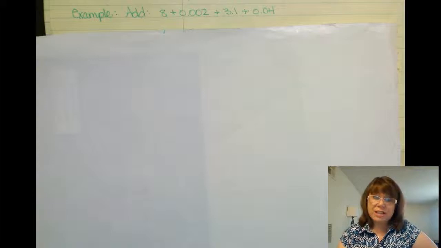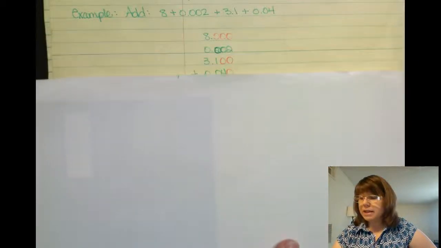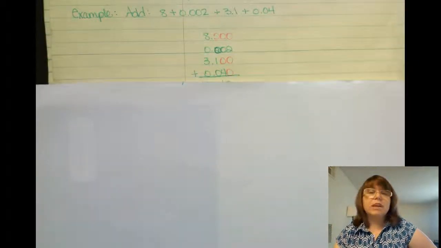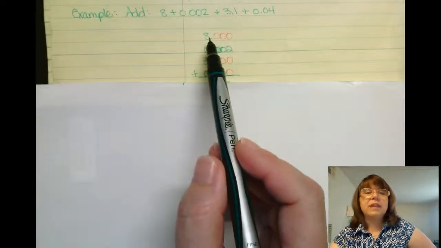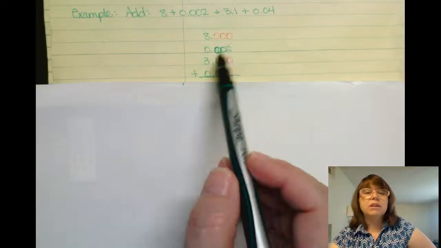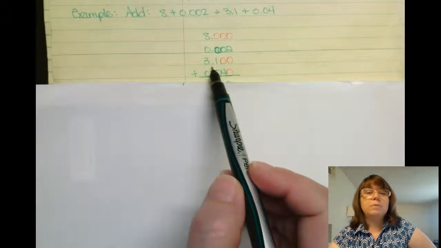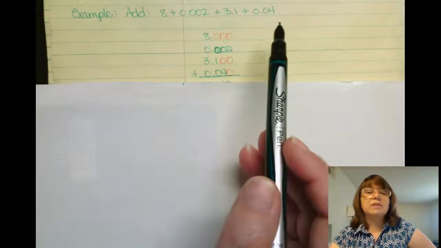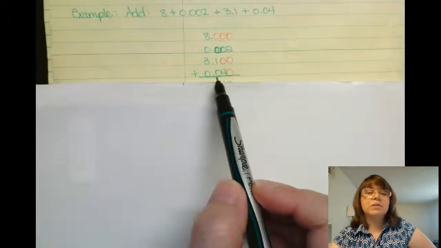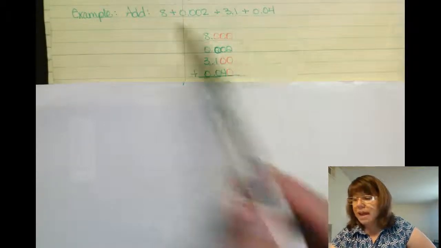This time addition. And it looks like our decimals aren't going to align. So what I'm going to do is use my placeholders. And a whole number 8 is just going to be 8.000. I still have 0.002. 3.1 becomes 3.100. And the 0.04 becomes 0.040. Again, the zeros are just placeholders, so I'm going to add the columns.